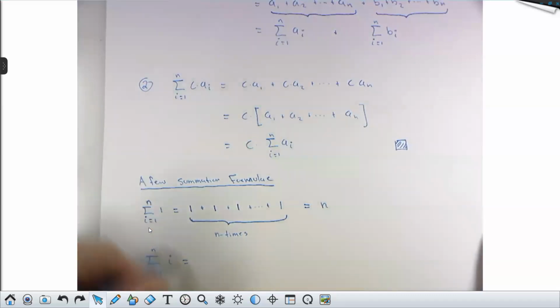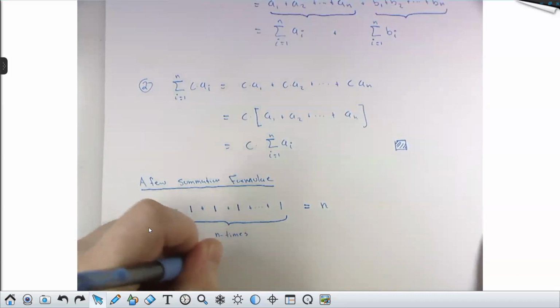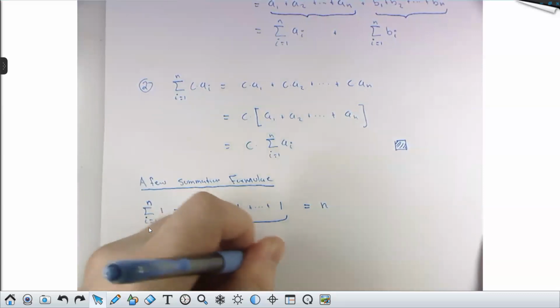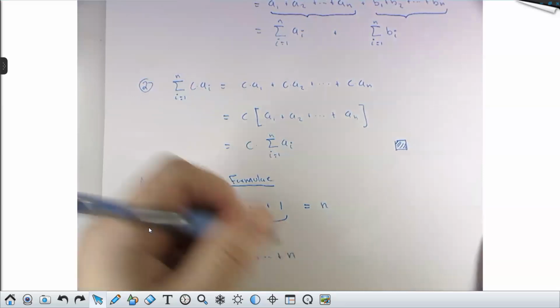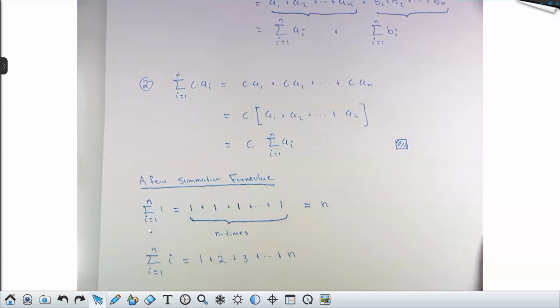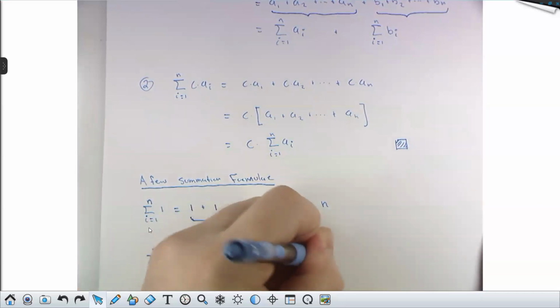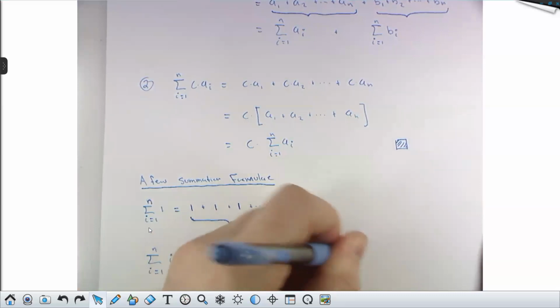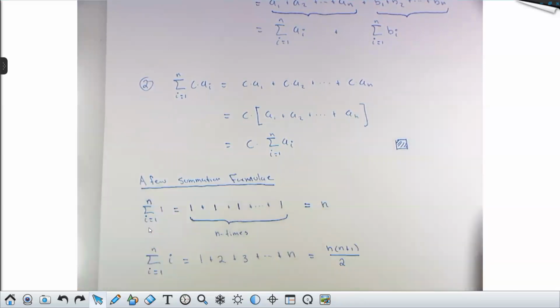Of course, what this sum represents, this is 1 plus 2 plus 3 all the way out to n. It's the sum from i equals 1 to n of just i itself, the sum of the first n integers. It's equal to n times n plus 1 over 2.